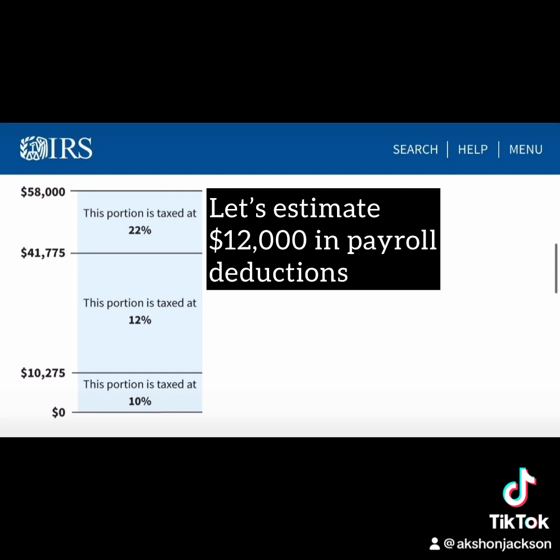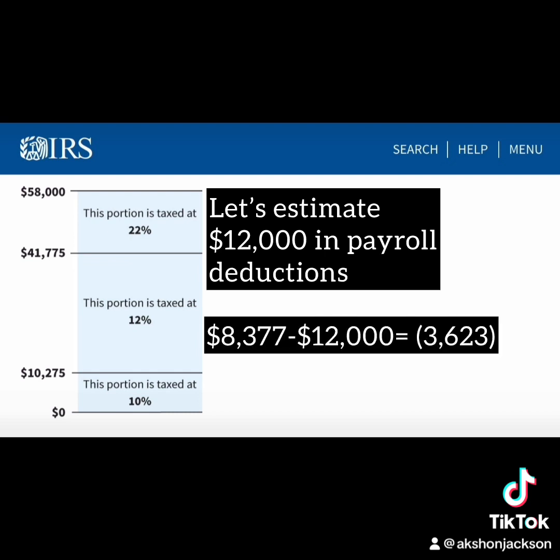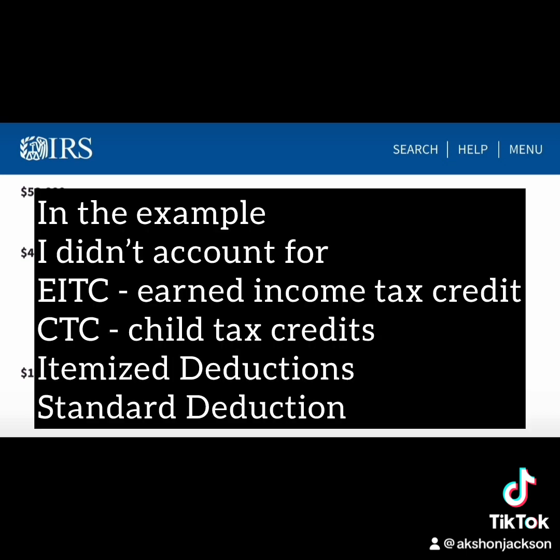Now let's estimate the W-2 that you receive from your employer shows that they took out $12,000 in the year in payroll deductions. From the math that is mathing, you actually only owed $8,377 in taxes. You were overtaxed for the year. That's your money and you're owed it back. So you're going to get a tax return, $3,623. This didn't even account, in this example, for the earned income tax credit, child tax credits, if you itemize your deductions, or even if you took the standard deduction.